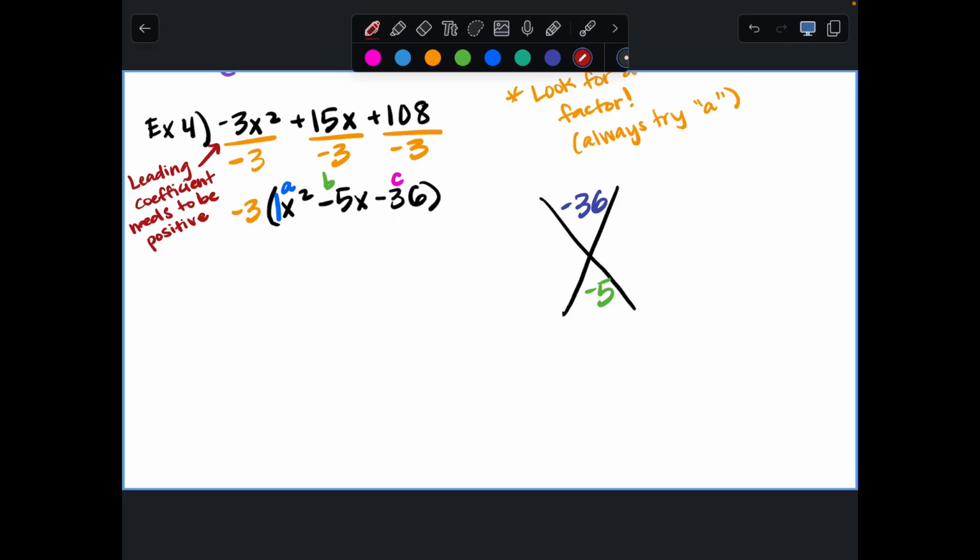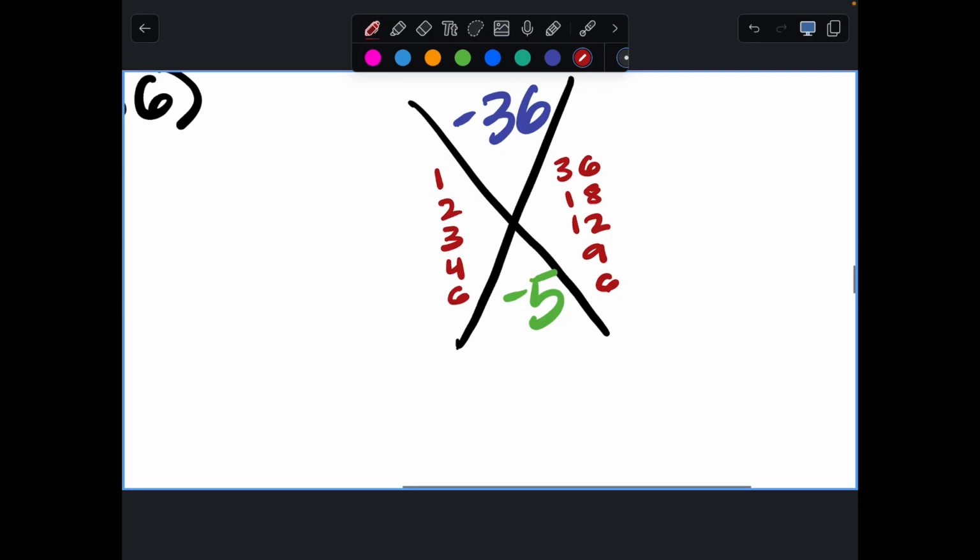List all of the factors of 36. So what can we multiply to get 36? 1 times 36, 2 times 18, 3 times 12, 4 times 9, and 6 times 6. So since the top one is negative, I have to have a negative times a positive, and those numbers need to add to negative 5. So I can see if I make 9 negative, we can use 9 and 4. 4 times negative 9 is negative 36, and 4 plus negative 9 is negative 5.